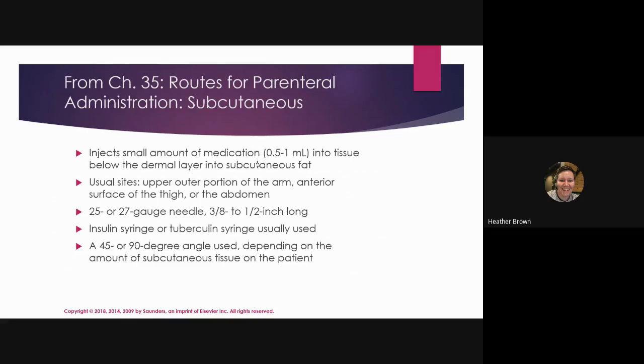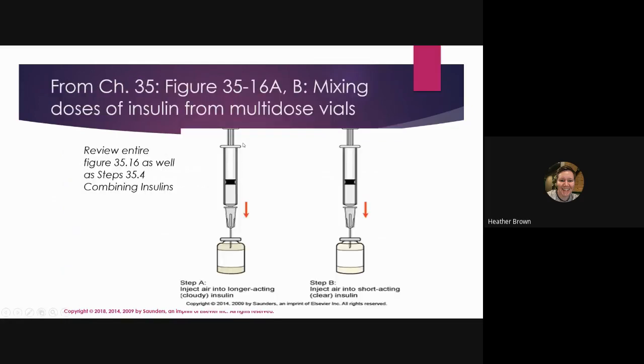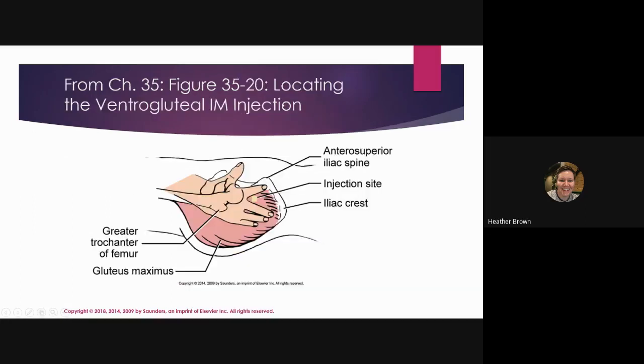Here we have subcutaneous. We talked about rotating sites. We talked about that 45 to 90-degree angle depending on the amount of subcutaneous tissue that patient has. Ampules, we went over this in detail, different things that we could do to keep ourselves safe when dealing with an ampule. Mixing of insulins, we talked about how the first one was injecting air into the cloudy and then all the different steps. You can review this figure in your book to go through that again.